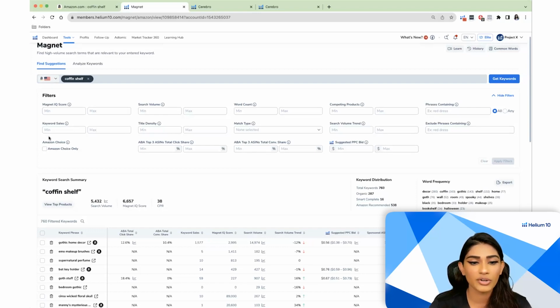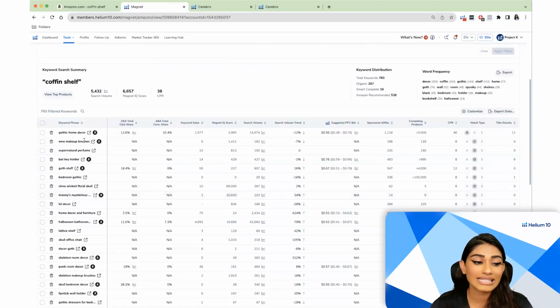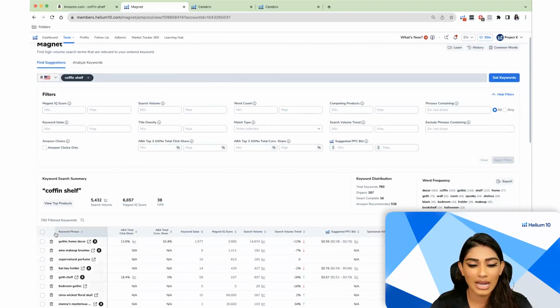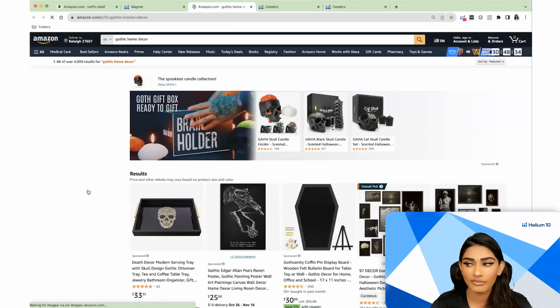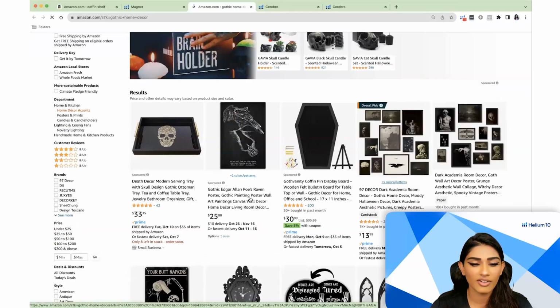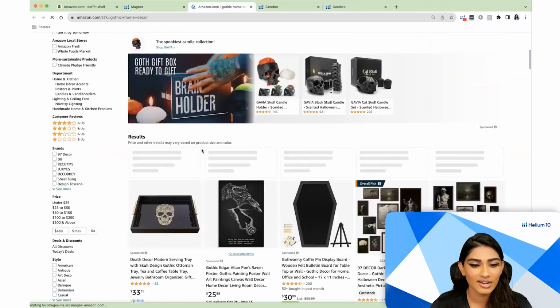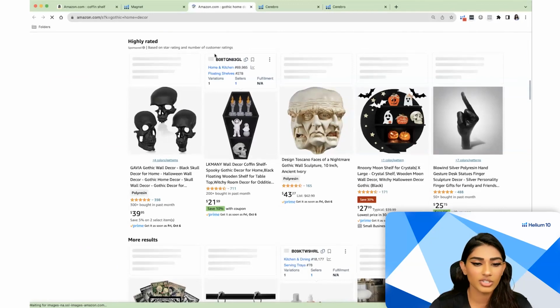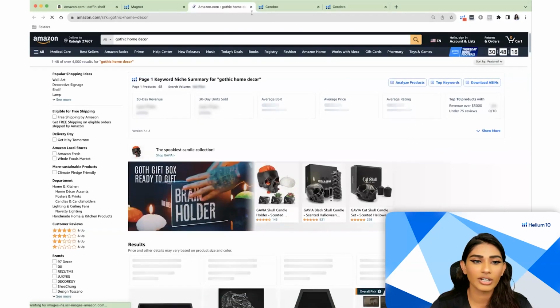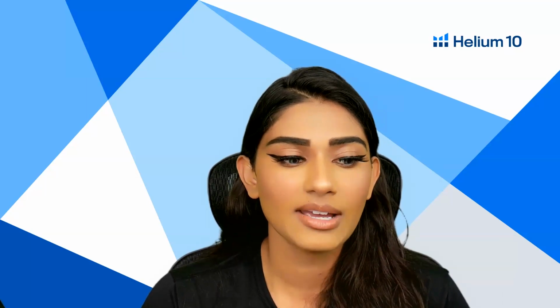And this is where you can really save some time as opposed to opening up each one and seeing whether or not it's going to be relevant. Go ahead and use these filters, narrow it down, and then start opening them up for relevancy to make sure that there are keywords you want to go after. So that's just a really brief rundown of Magnet. As you can see here, this is not going to be a coffin shelf per se, but we do have one coffin shelf that's showing up here. So maybe this is something that we want to go ahead and test out for a time, and you'd be able to find that using Magnet.